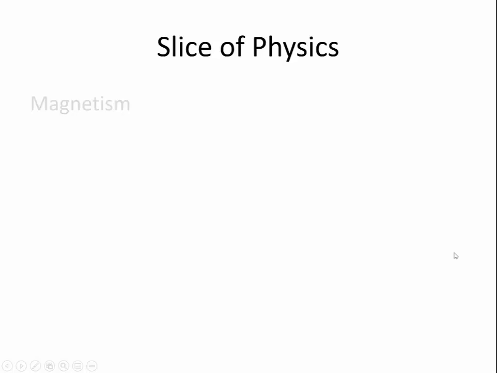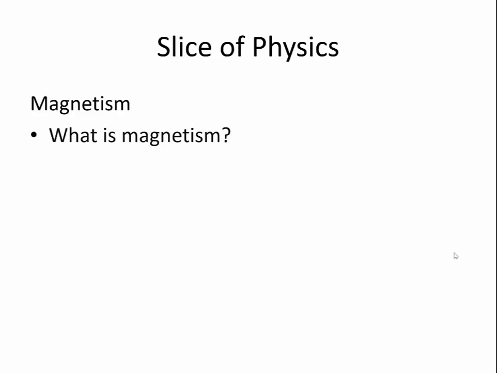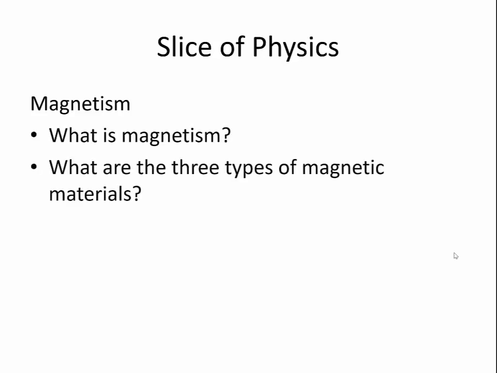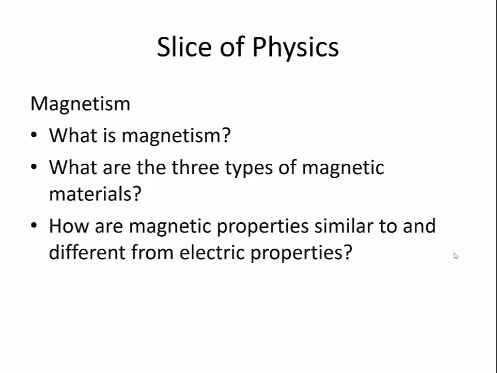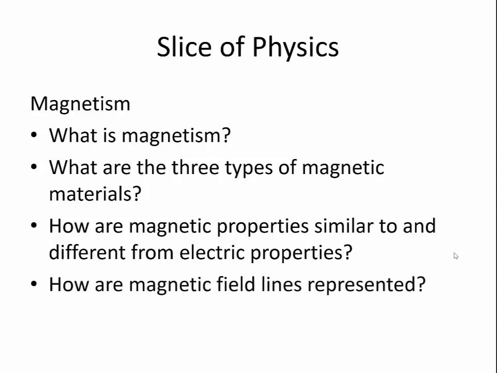In this video, we will learn about magnetism, making a transition to a new topic in this course. We will first see what magnetism is, what the three types of materials are as they relate to their magnetic properties, how these properties are similar to and different from the electrical properties we have studied so far, and how magnetic field lines are represented.